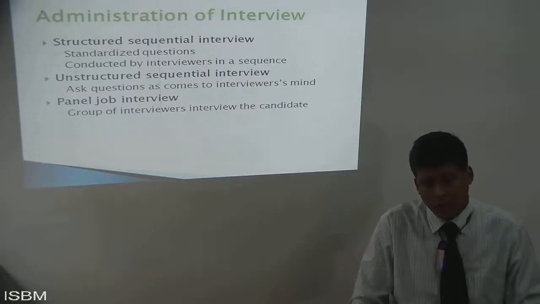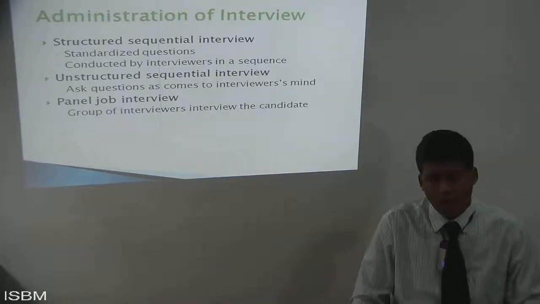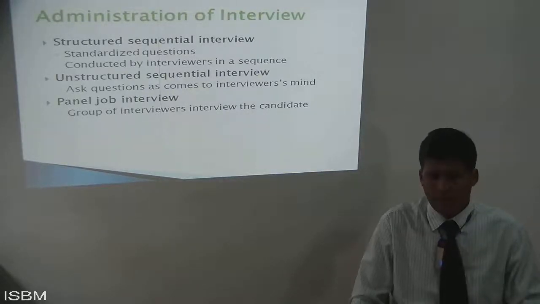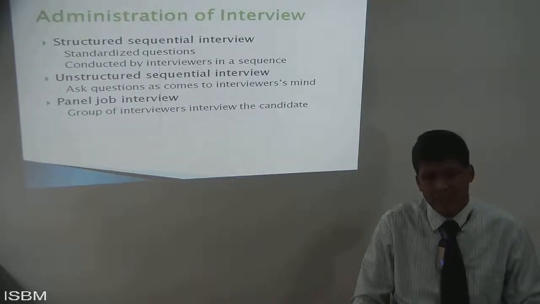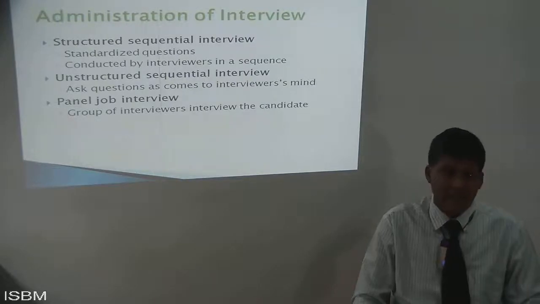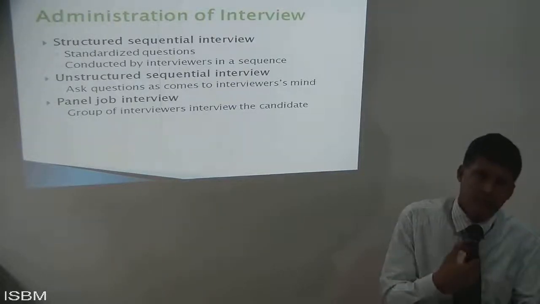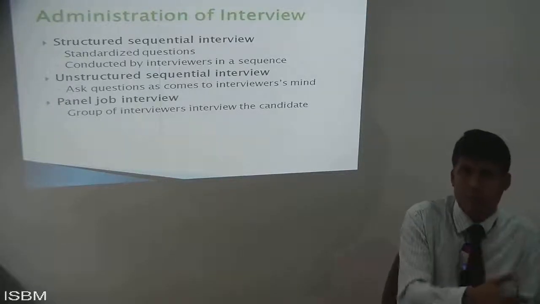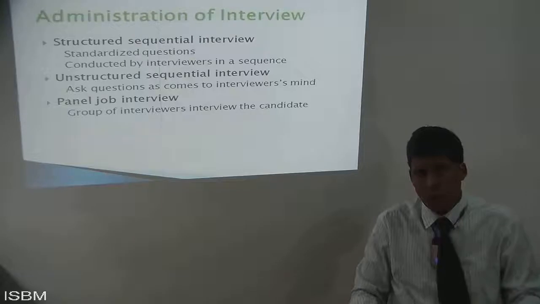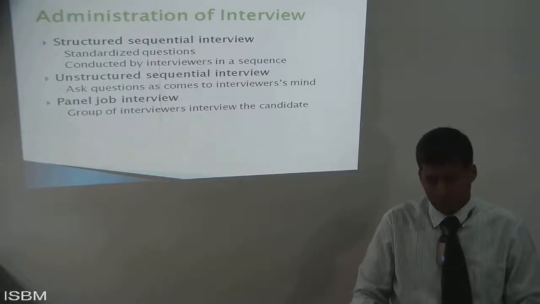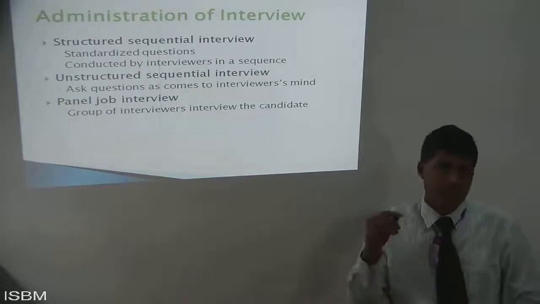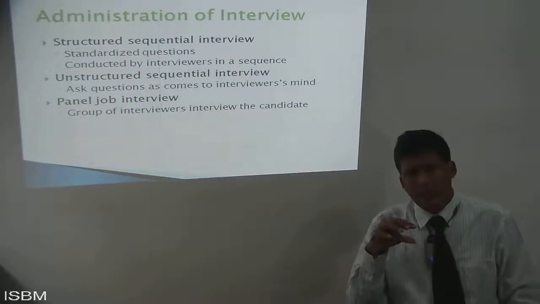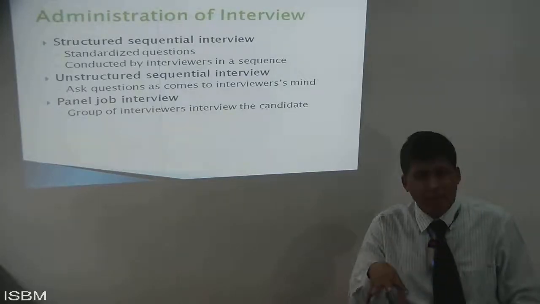Now, how to deliver or administer the interviews? It could be structured sequential interviews, where we have a standardized questionnaire conducted by interviewers in a sequence. So it's a very planned kind of interview. That means the layout, the design, the flow is patterned and organized, so we know how to go about it. Two, it could be an unstructured sequential interview, where we ask questions as they come to the interviewer's mind. Here the interviewer has a more dynamic approach to interviewing.